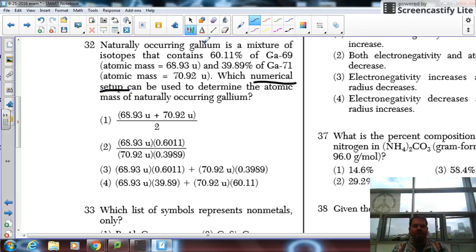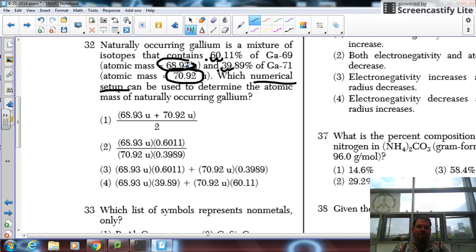So what I need to do is take this decimal and move it over 2 times to make it 0.6011, and I'm going to multiply that times this mass. And then the next step is I'm going to take this decimal and move it over 2 spots, and I'm going to make this 0.3989 because I have to get rid of that 100. Whenever I do decimals, it's always part divided by whole times 100. In order for me to use that as an actual mathematical tool, I need to get it back into the decimal form. Now I'm going to do this 0.39 times this number here.